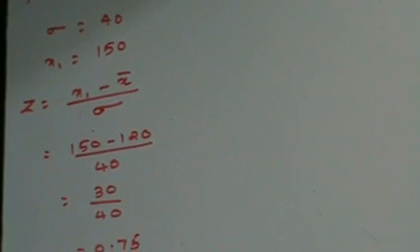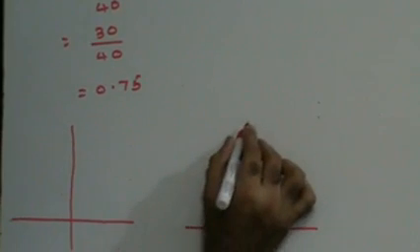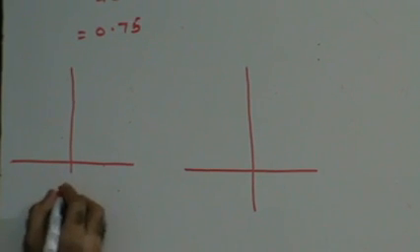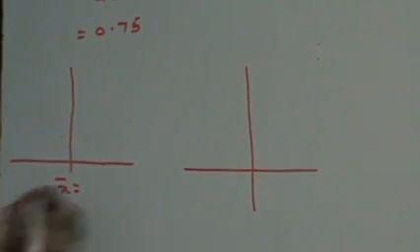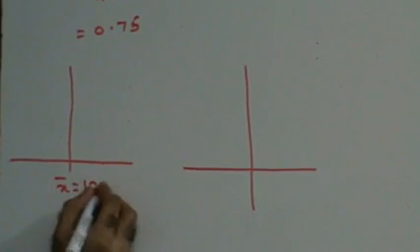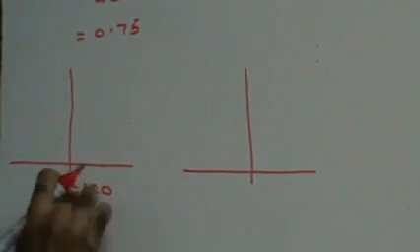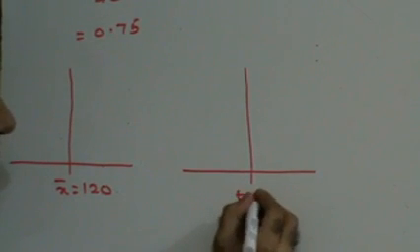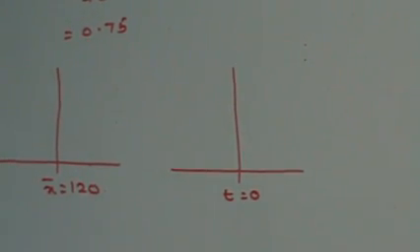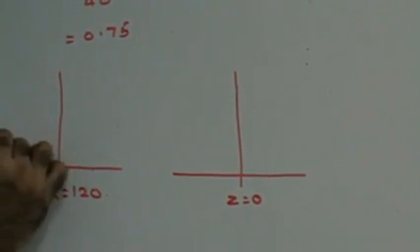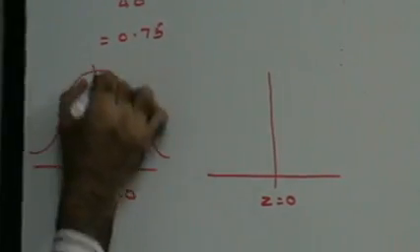When the data is normally distributed, you have to draw a diagram which is called the bell curve. In the bell curve, the center line shows the mean. So your mean is 120. This is what happens to the data when it is normally distributed. The center line shows z is equal to 0. The bell curve looks something like this.